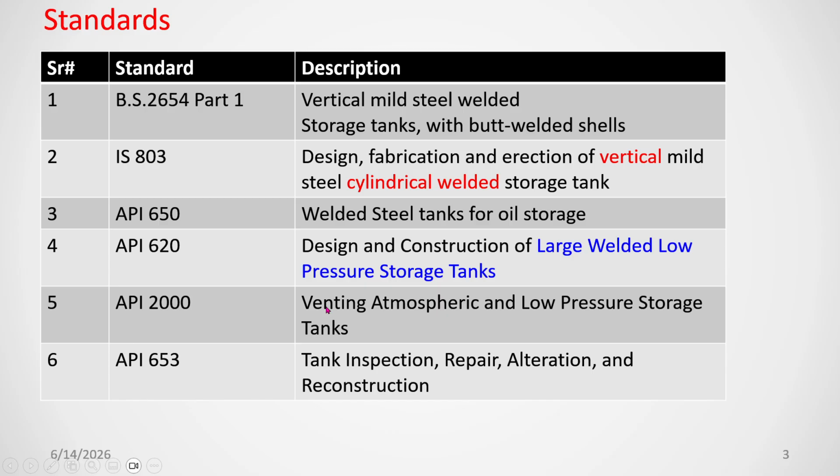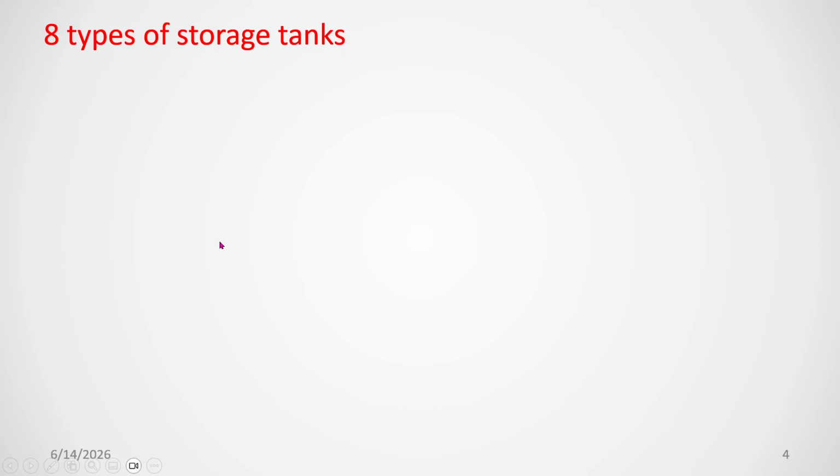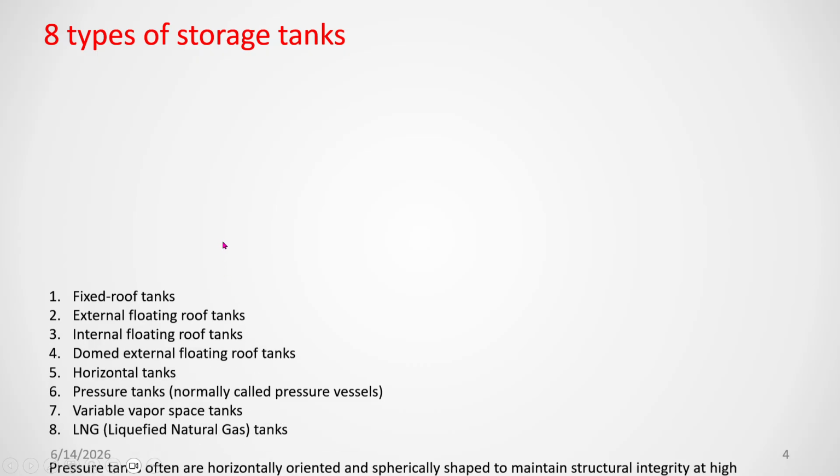One gauge bar. Similarly, API 2000 is used for venting atmospheric and low pressure storage tanks, and API 653 is used for tank inspection, repair, alteration, or reconstruction. Then API 653 you can refer. Then there are five types of storage tank.